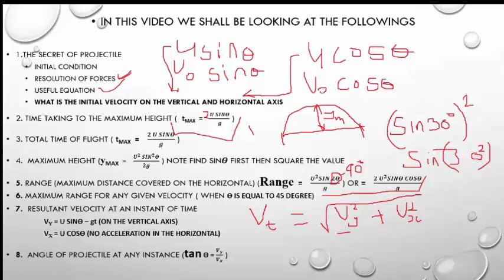Then the angle of projectile at any instant will be Vy over Vx. At any instant, whether it is Vy at t1, t2, or t3, we can get that Vx will always remain the same. Then from there, we can know what our angle of projection is at any instant of time.